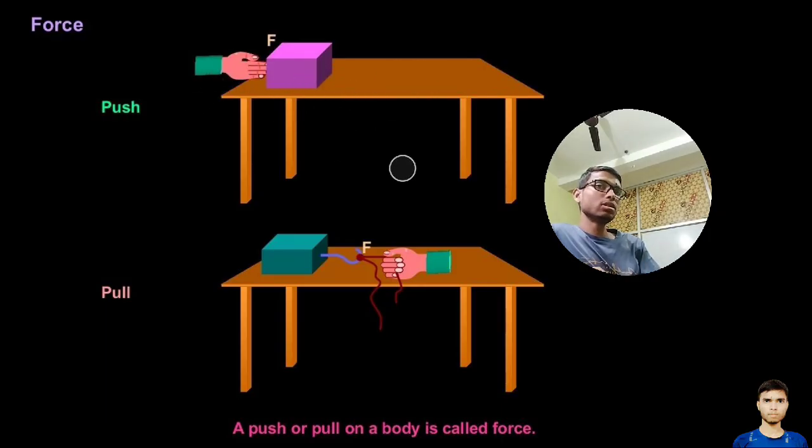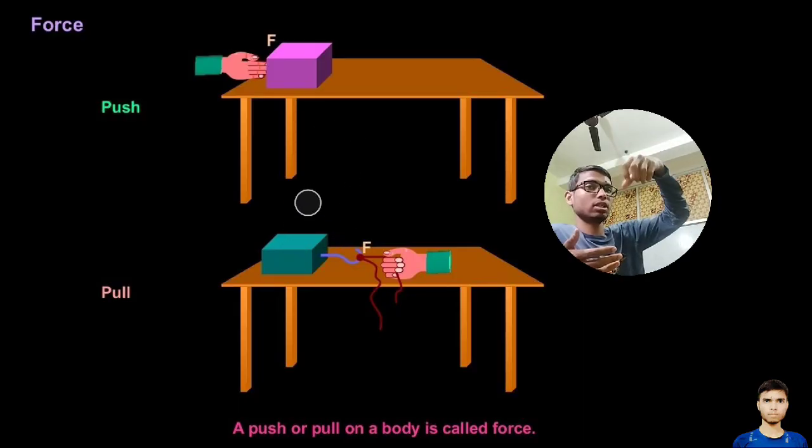Here in this figure, you are observing that somebody is pushing the object. But in this figure, you can realize that you are pulling this object. Either you can push the object or you can pull the object. One or two more things: you can lift the object. This is also force. You can apply perpendicular force on an object like this.